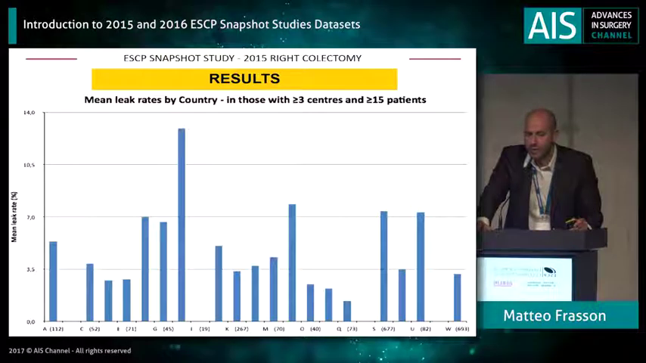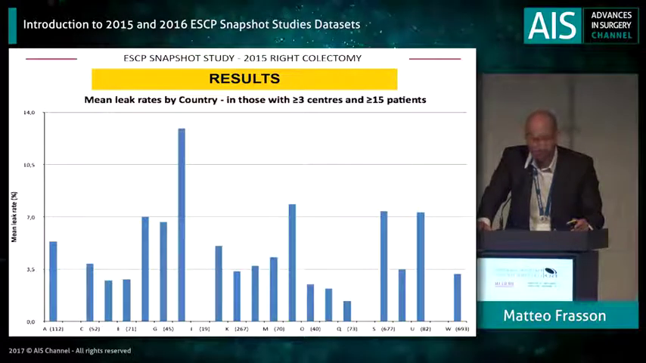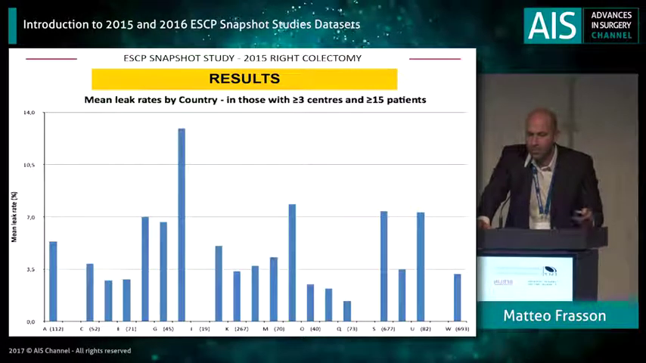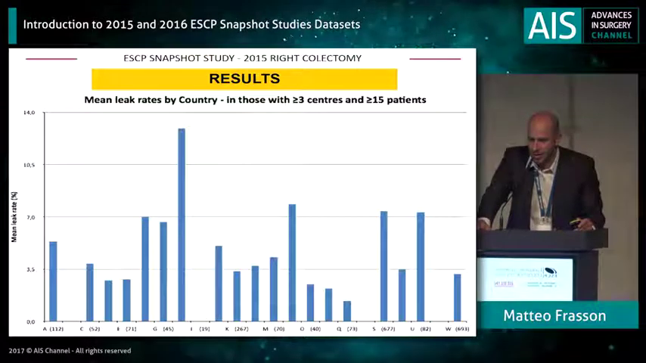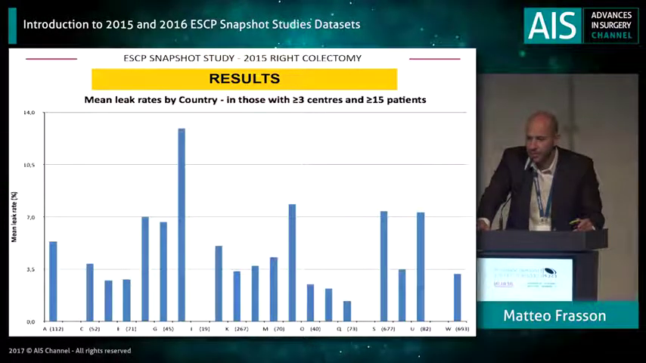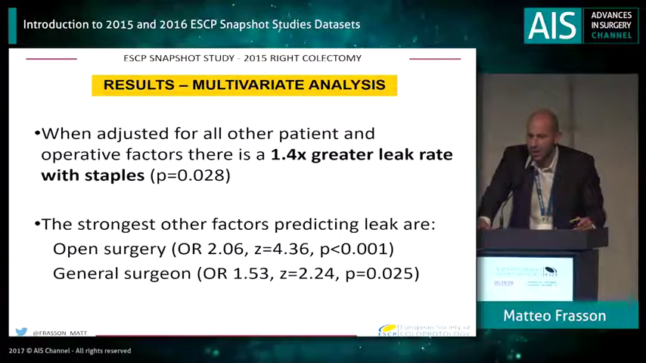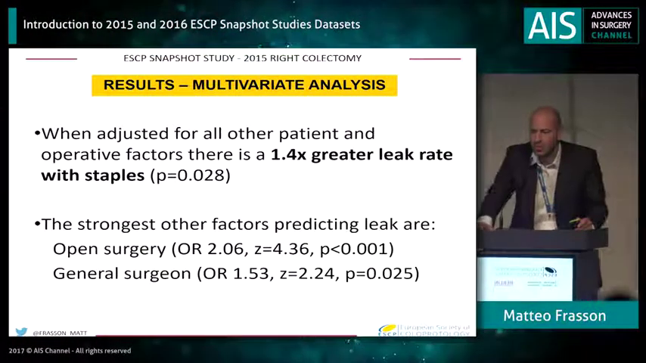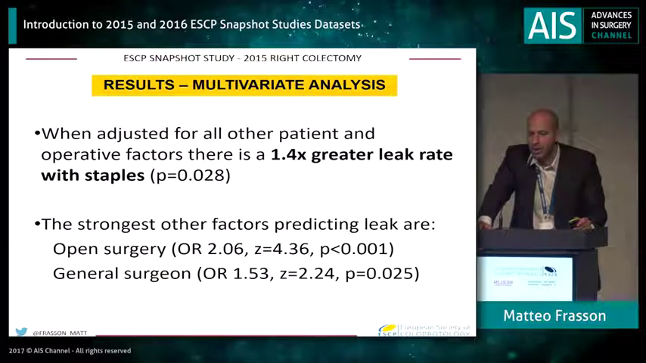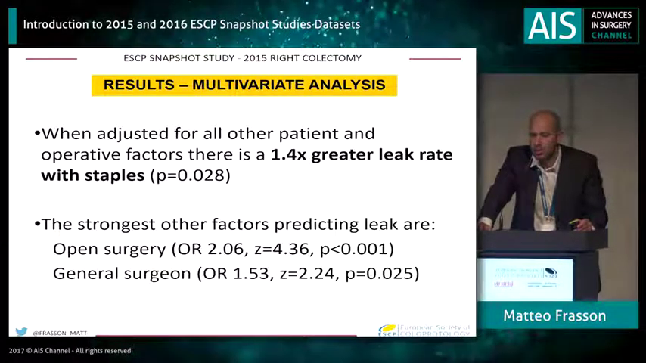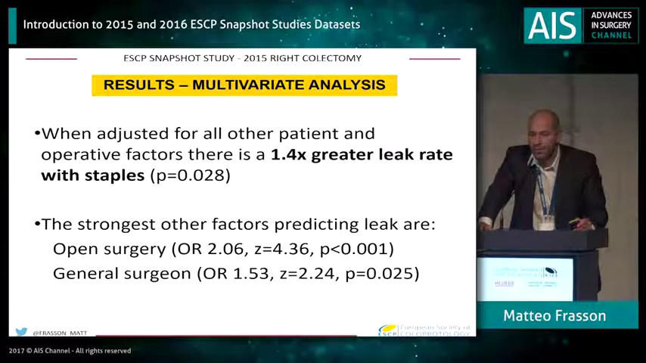Another interesting finding of this first snapshot is the absolutely important variability between the different countries. This is the anastomotic leak rate between the most involved countries. As you can see, there are some countries with 0% anastomotic leak, and some other countries with up to 13% of anastomotic leak. It would be very interesting to explore this difference. When we performed a multivariate analysis trying to find anastomotic leak risk factors, we found three different variables: the mechanical anastomosis, the open surgery, and anastomosis performed by a general surgeon.